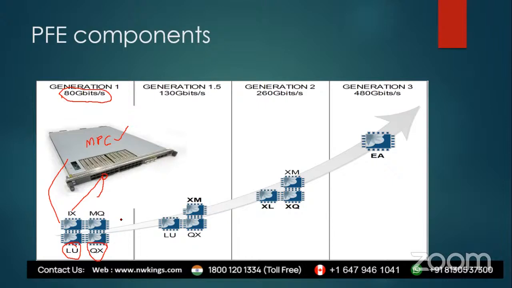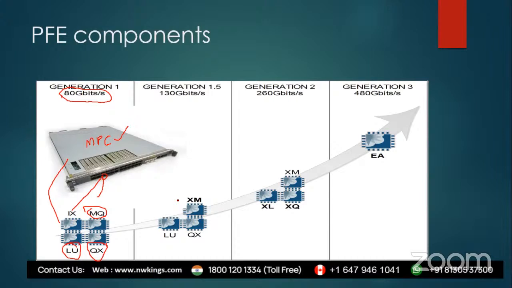MQ chipset for? Memory chipset. To handle these packets, you need memory, right? You have to store some memory. So this is a memory chipset. And why do we have XM in that generation 1.52?